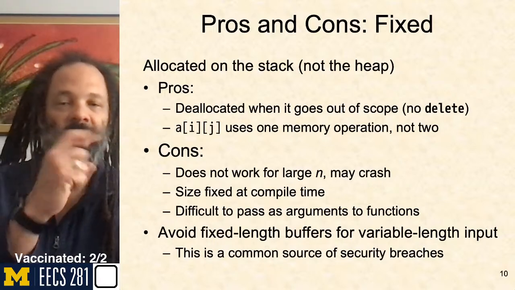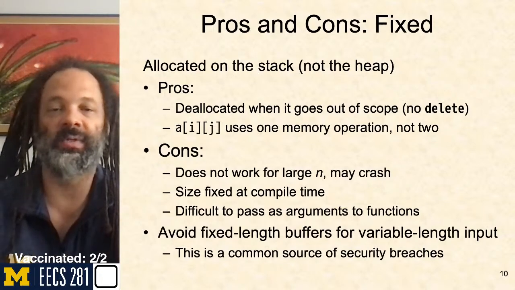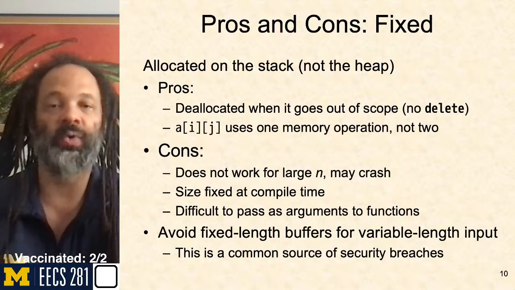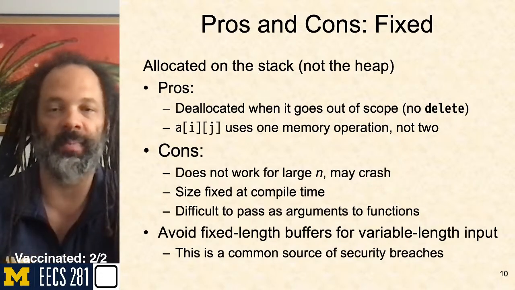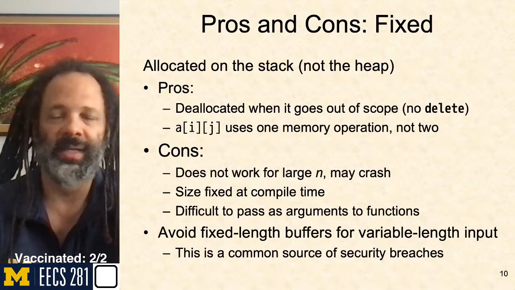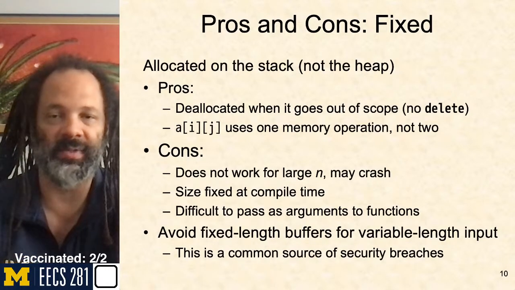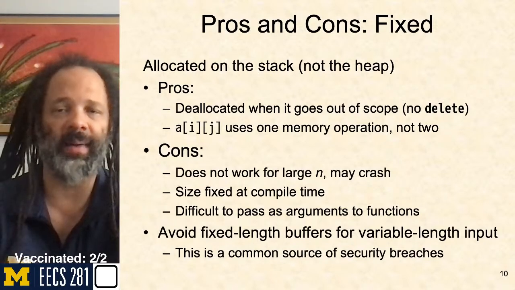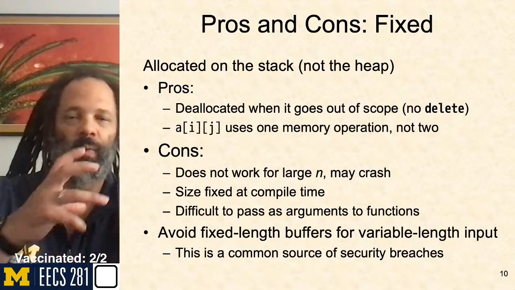We saw that I talked about A square brackets, I square brackets, J uses only 1 memory operation, not 2, 1 dereference, even though it does a little bit more math, right? We're gonna have to do the same amount of math when we do 2 dereferences. It just does the 2 mathematic operations and then the 1 dereference.